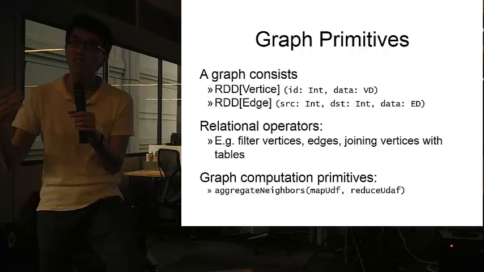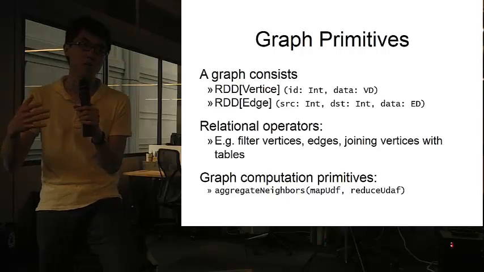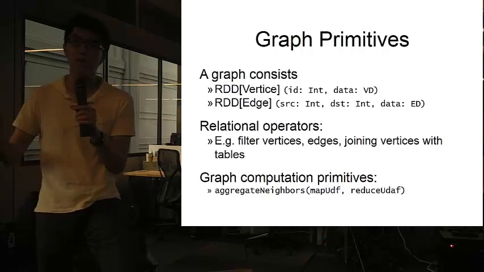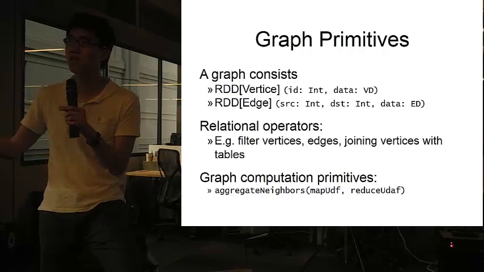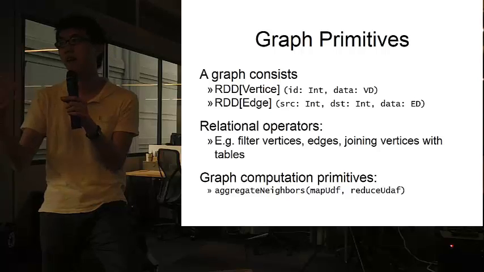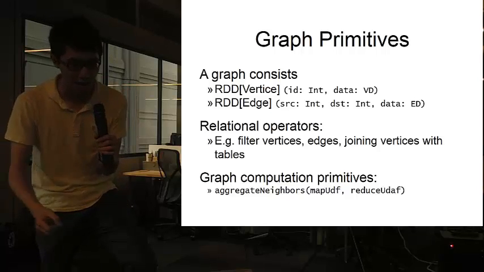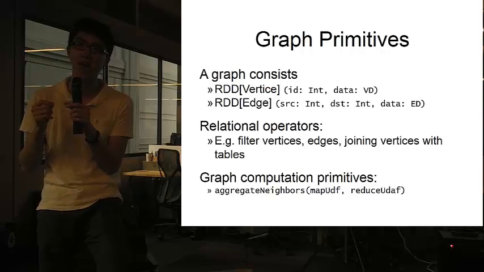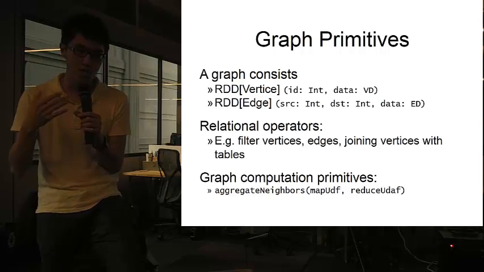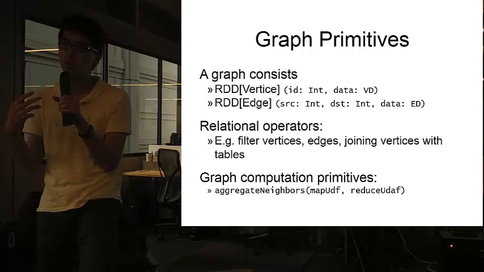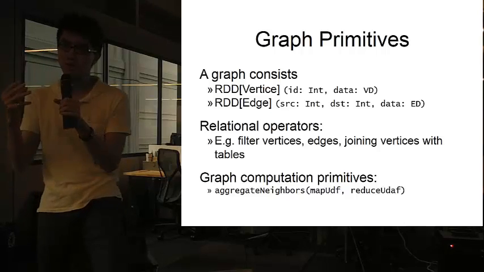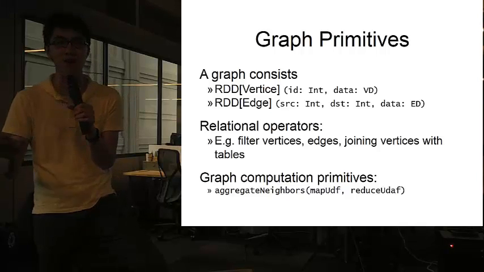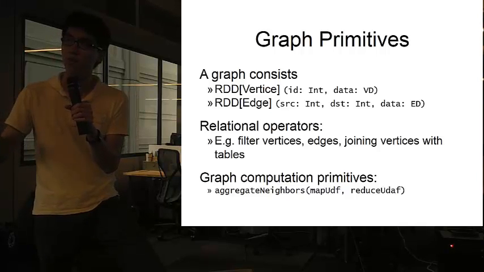And then you can apply some standard Spark-like relational operators on those RDDs. For example, we can join the RDD of vertices with another RDD of some arbitrary metadata. You can also join the RDD of edges with another RDD. And there's a key computation primitive called aggregateNeighbors, which essentially takes in two closures. There's actually another argument called direction, but for simplicity, let's ignore that for now. So two closures, a map and a reduce.